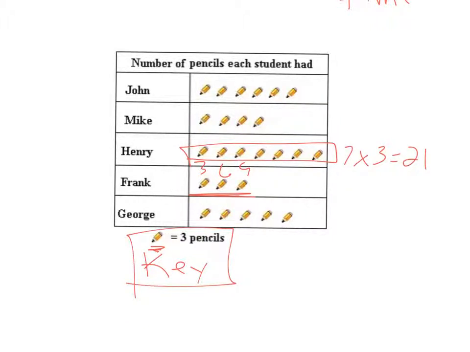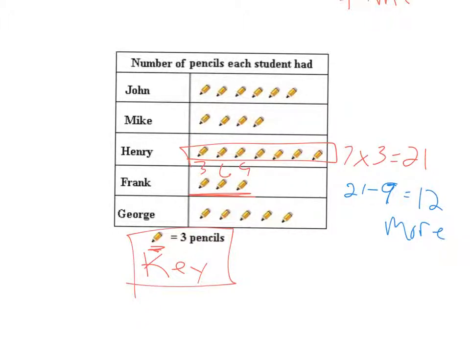Then I could ask you a question comparing them. How many more does Henry have than Frank? Well, is it 1, 2, 3, 4 pictures more? Or is it 21 minus 9 pencils more? And of course, we're asking about the actual number, so we would do 21 minus 9 equals 12 more pencils.